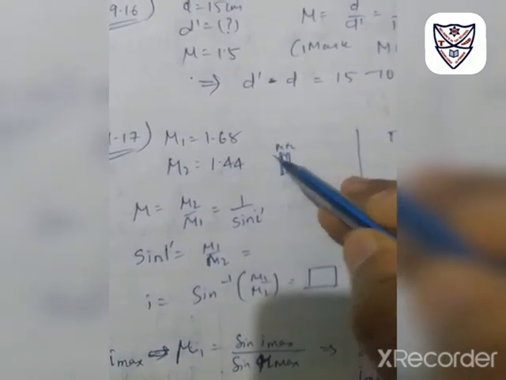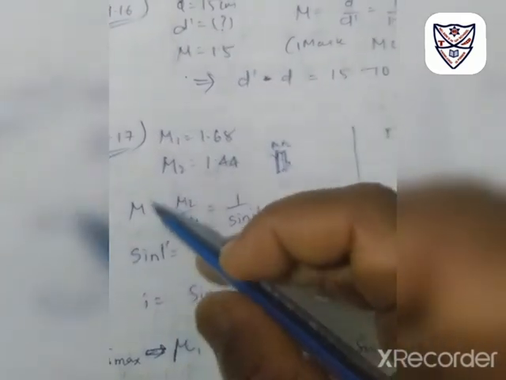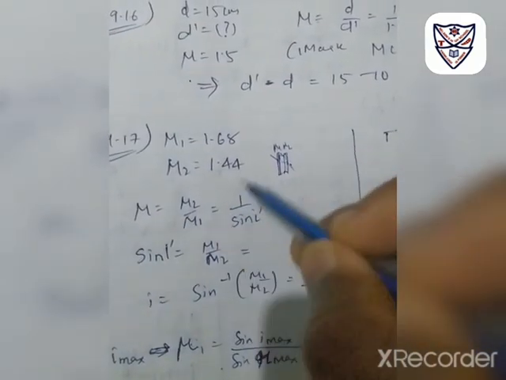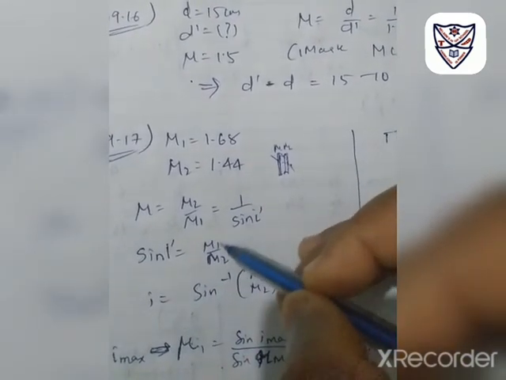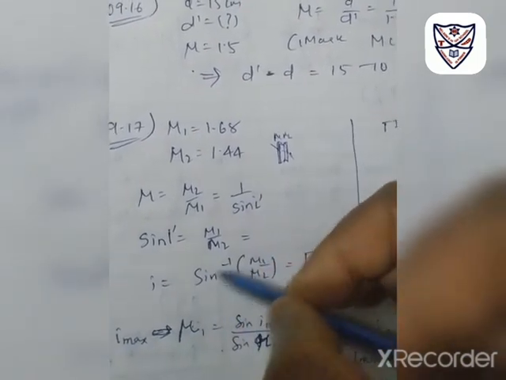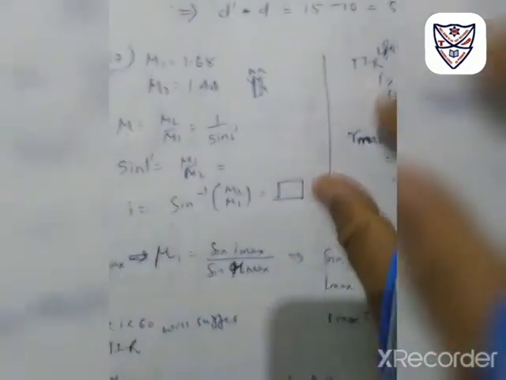So after this, you will take your mu, but you know that mu is equal to 1 upon sin I. So sin I will be mu1 upon mu2. So I will be sin inverse of mu2 upon mu1. So just place the values of mu1 and mu2 and find the sin inverse, and you will get your incident angle.